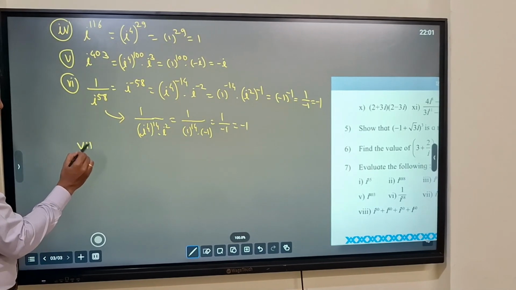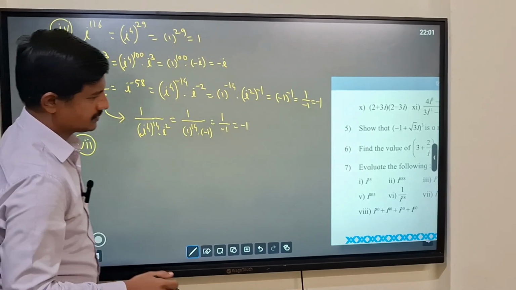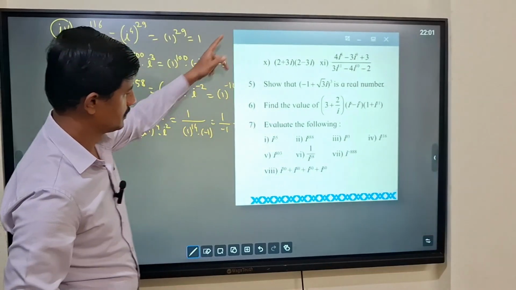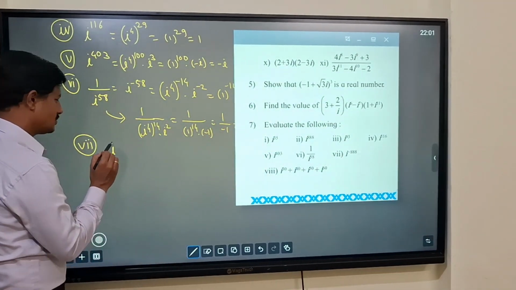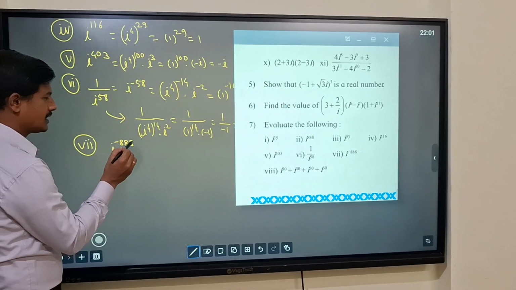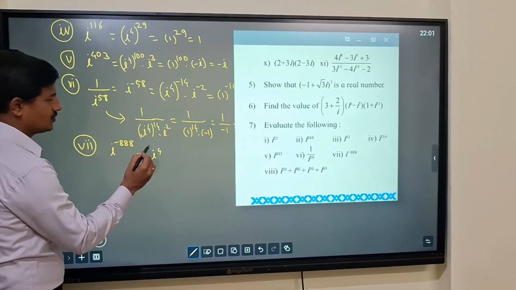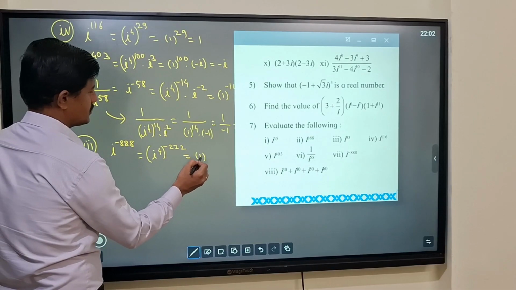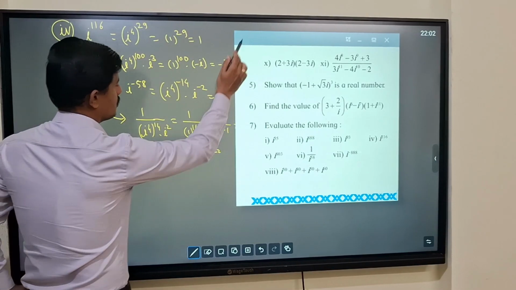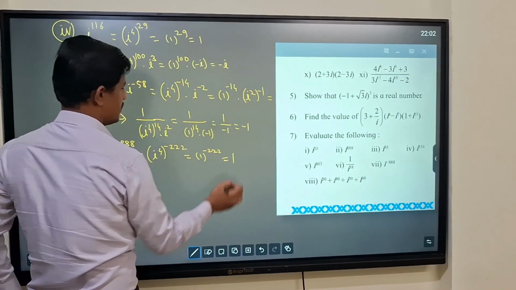Now the sixth one is done. Seventh one, i raised to -888. So this is i raised to 4 raised to -222. So this is 1 raised to -222, and 1 raised to something is always 1.